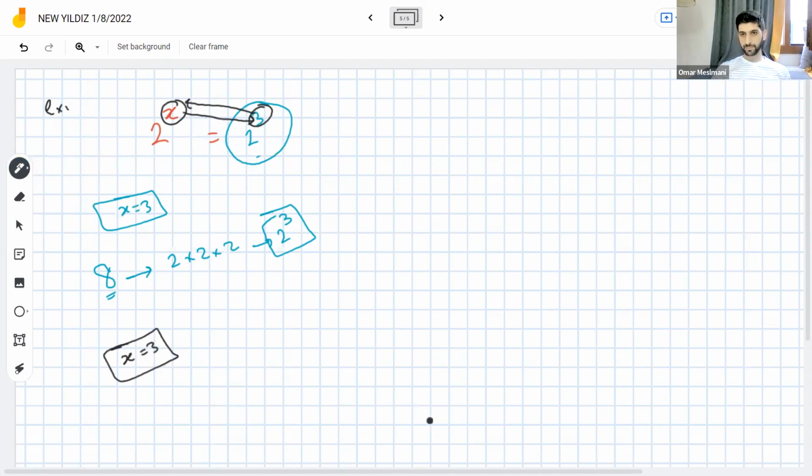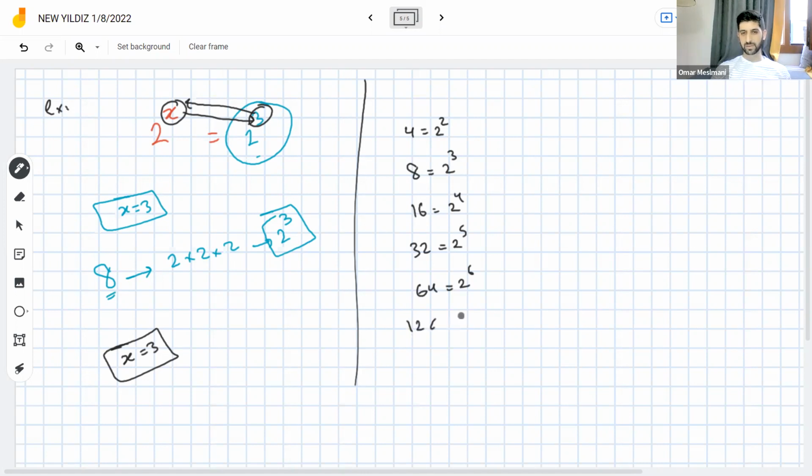Okay? We finish about the exponents. There are just some things that I guess you knew. I don't know if you know that 4 is equal to 2 squared. I guess you know it. The 8 is equal to 2 cubed. The 16 is equal to 2 power 4. The 32 equals 2 power 5. 64 is equal to what? 2 power 6. And that's it. That's enough. I don't know. 128 you want? Yeah, 128, 2 power 7.